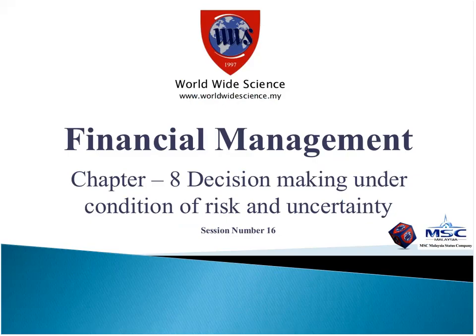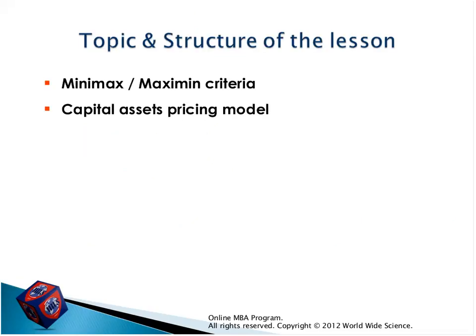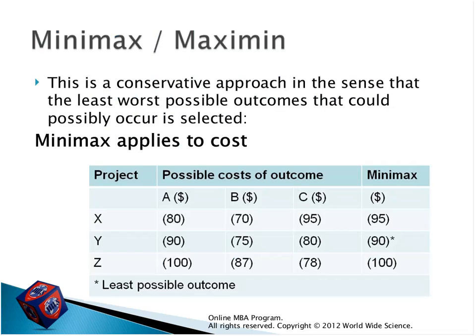Here's chapter number 8. It's on decision making under conditions of risk and uncertainty. So we're going to study two kinds of models: the Minimax and Maximin criteria and the capital asset pricing model. What are the Minimax and Maximin criteria? This is all about evaluation analysis of projects, of decision making. This conservative approach says that the least worst possible outcome that could occur is selected.